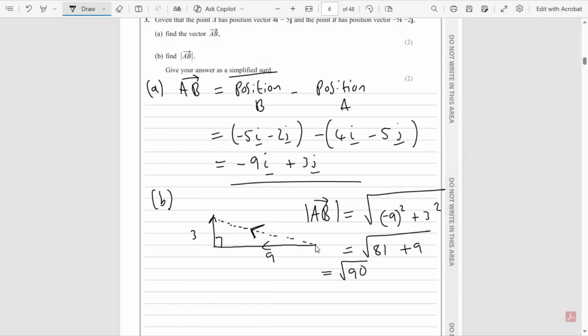So let's think about square numbers that go into 90. Obviously 1 does, 4 doesn't, but 9 does. So we can say that this is root 9 multiplied by root 10. So this is 3 root 10, and we can't simplify root 10 any further because 4 and 9 don't go into 10. So the final answer to the question will be 3 root 10.